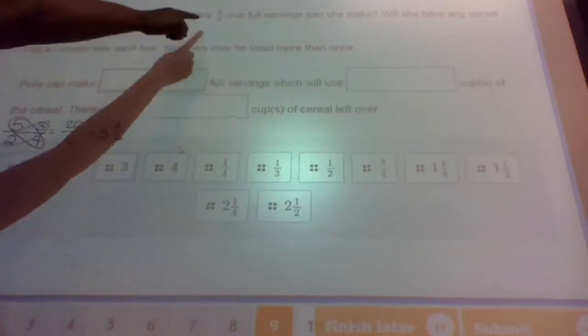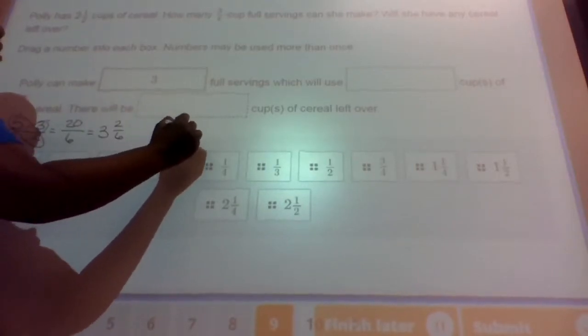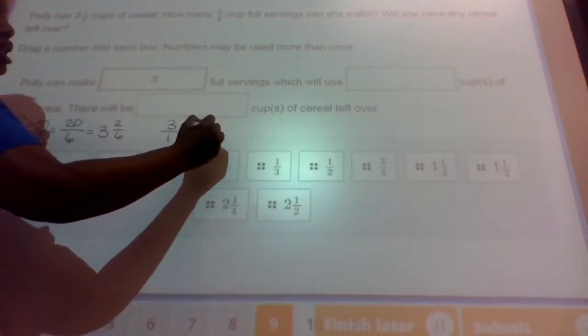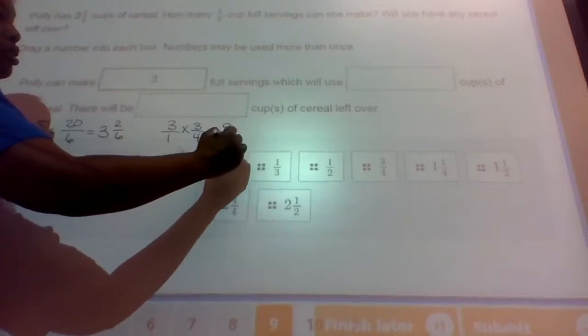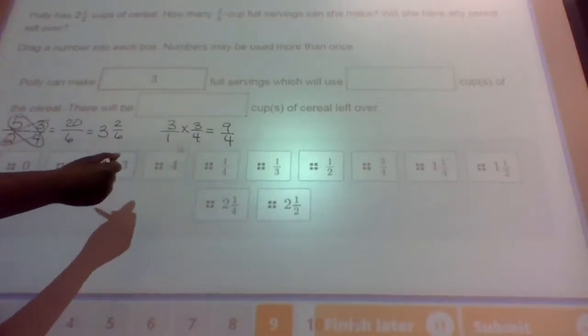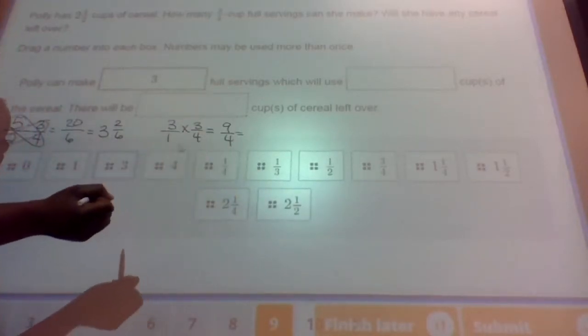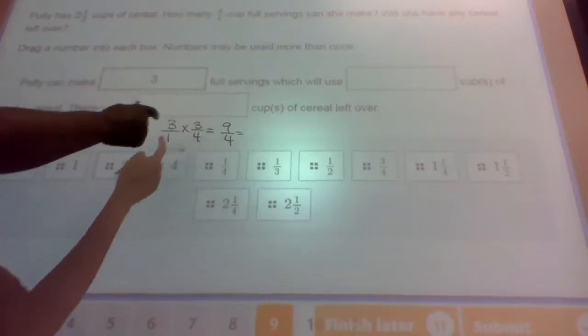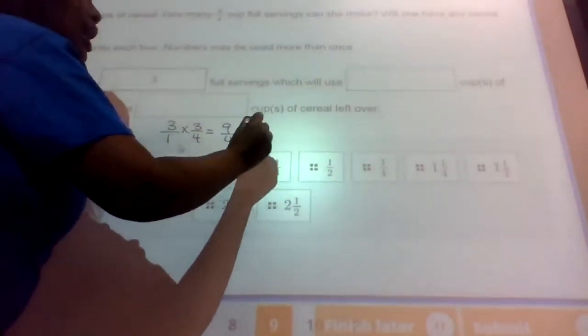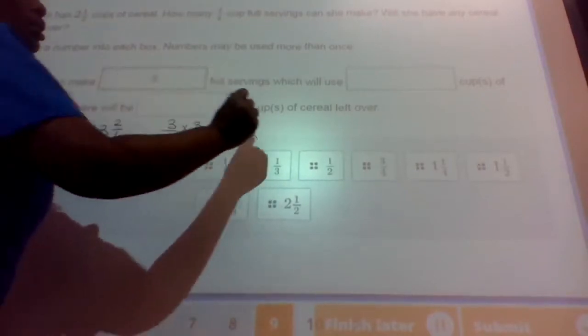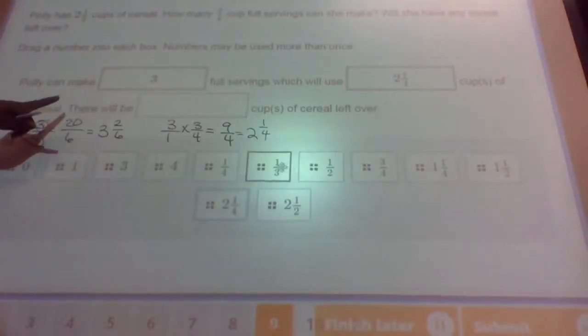So 3 full servings would be 3 times 3/4, because that's 1 serving, right? So 3 times 3/4 is what? 9/4. And 9/4 is what? How many 4s are in 9? 2. And what's left over? 1. So 2 and 1/4. All right. So which will use 2 and 1/4 cups of cereal. There will be how much left over?